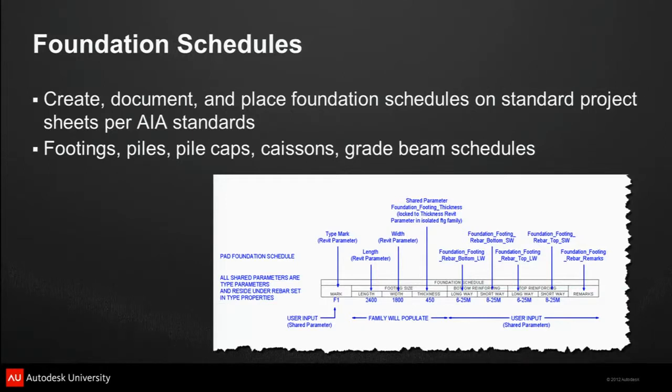Okay, so this is just a typical schedule. And we have one for everything. Again, I don't want 24 people in 24 offices doing the same thing. So there's one for footings, there's one for piles. They've been filtered for a type name of P or PC or C grade beams, whatever it is that you're using.